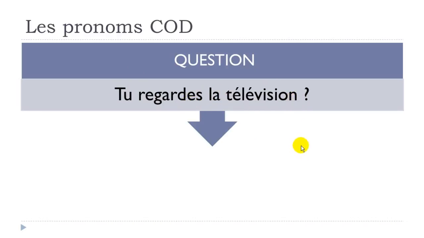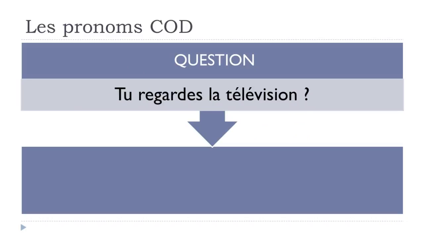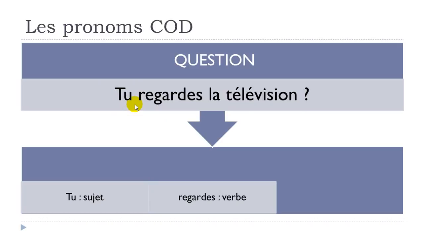So if we look at this question, and then we want to define all the elements, the first thing that we've got in this sentence is tu. Okay, so it's here and it's sujet, so the subject of the sentence here. Second part that we've got here is regarde, and it's the verb that you've been conjugating. It's es just because it's tu, all right.